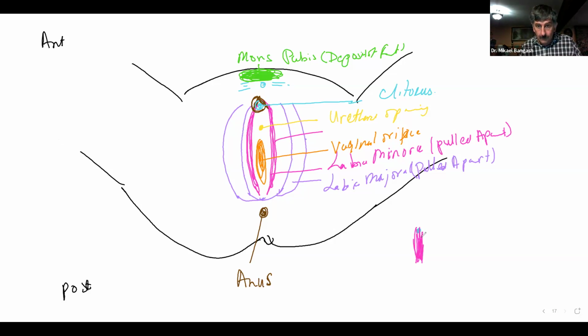Okay. You still have the urethral opening. And we said the vaginal opening. And even if we were not pulling the majora apart as well, that was completely meeting together, not being fused, but pretty much covering up all these structures here.